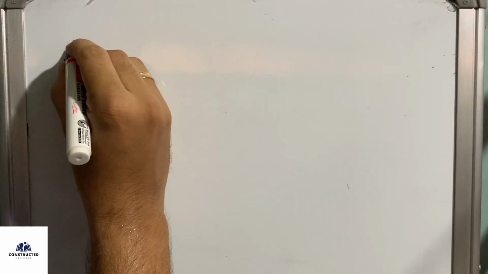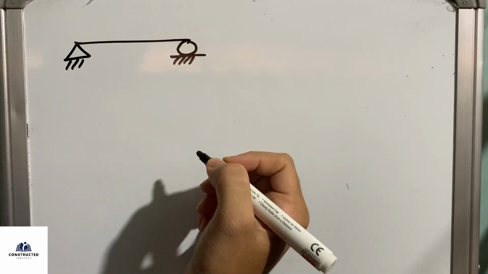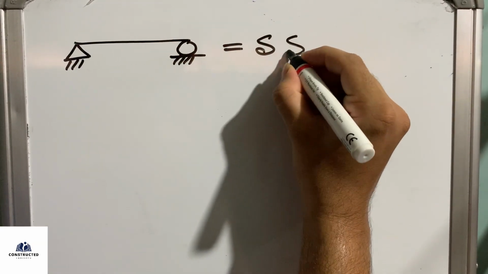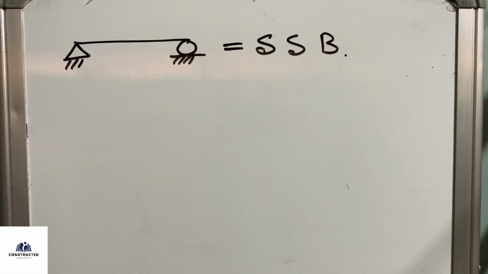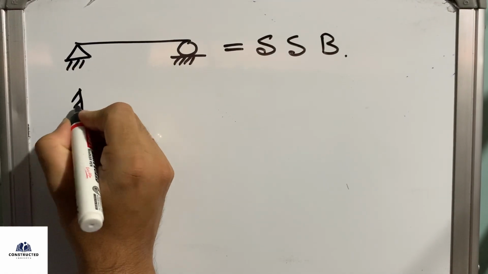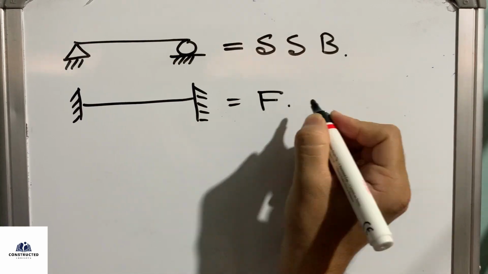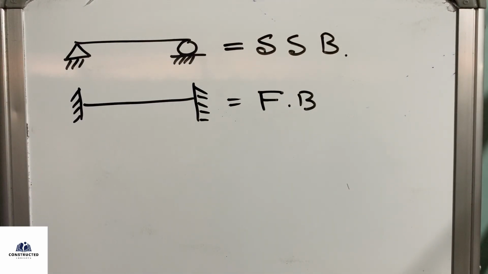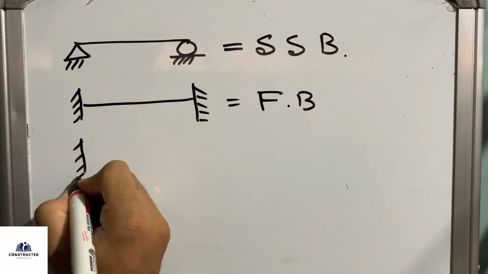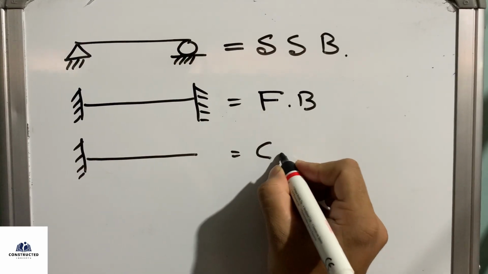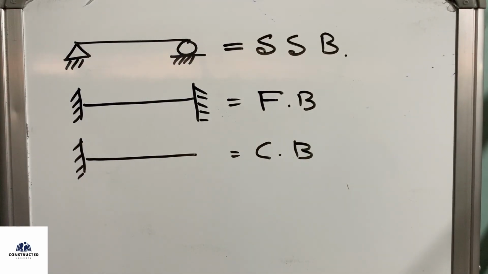supports. Like first one is simply supported beam, which is having one hinge and one roller support. Second one is fixed beam, both sides are fixed. Third one is cantilever beam. So cantilever beam is one end is fixed and another end is free.